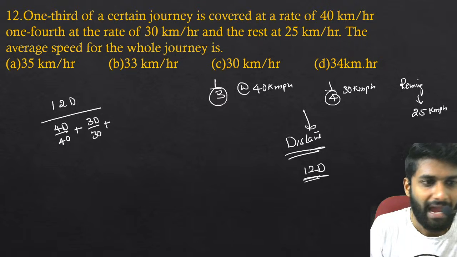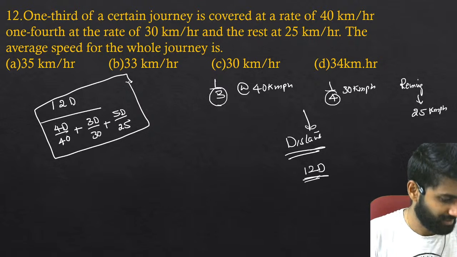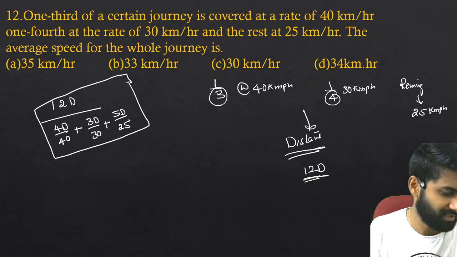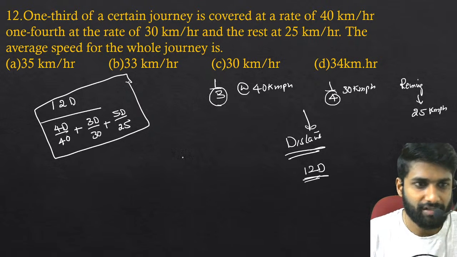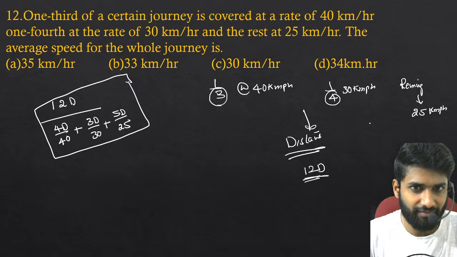No problem. Out of 12 parts, 7 are completed, and the remaining 5 is exactly divisible by 25. No problem, Anna. Now you take the LCM and then you can get the answer. That is the only part, no? Now, the LCM of 40, 30 and 25, which is the better value?